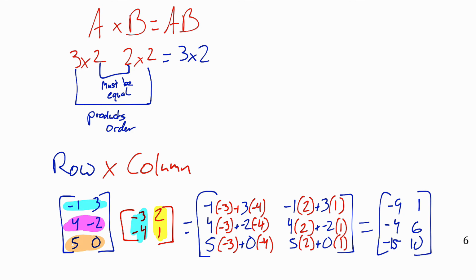So this is our final matrix of A times B, which you'll notice has a 3 by 2 order, 3 rows by 2 columns. So let's put a box around that, and we're done with that problem.